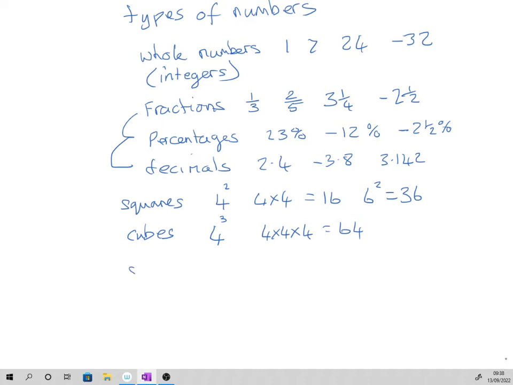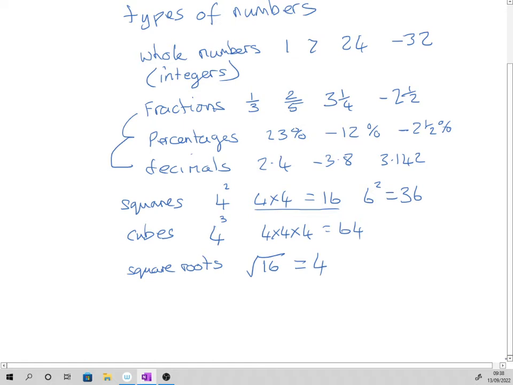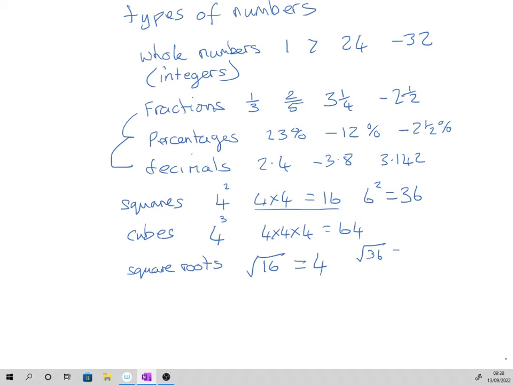Then we've got square roots. And this is written like this. And what you need to find here in order to work out what the square root of 16 is, is a number times itself that equals 16. And it happens that 4 times 4 is 16. We've got it up there, look. So the square root of 16 is 4. And the square root of 36 is equal to 6, because 6 times 6.